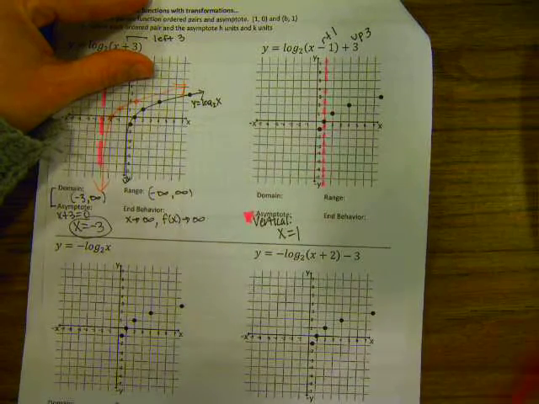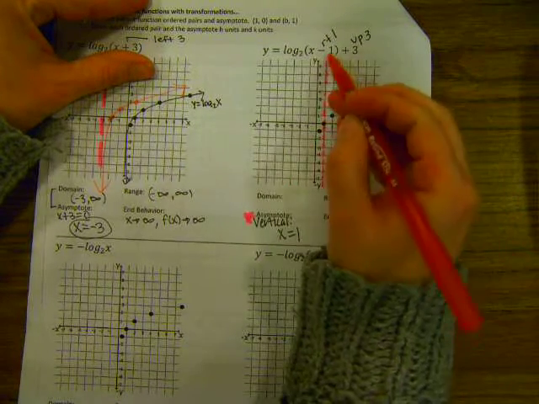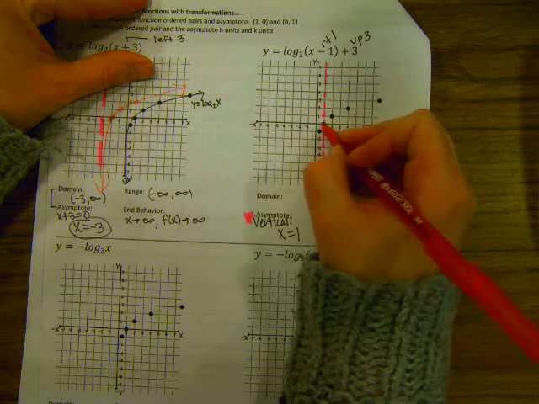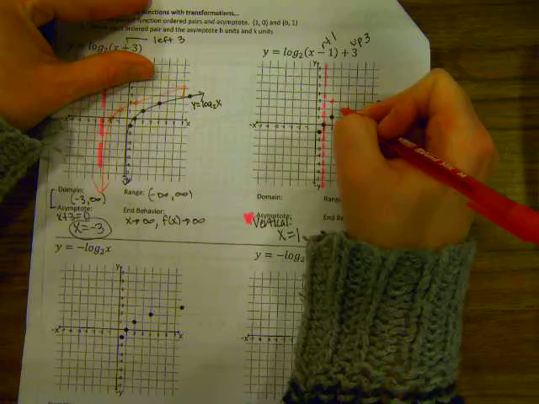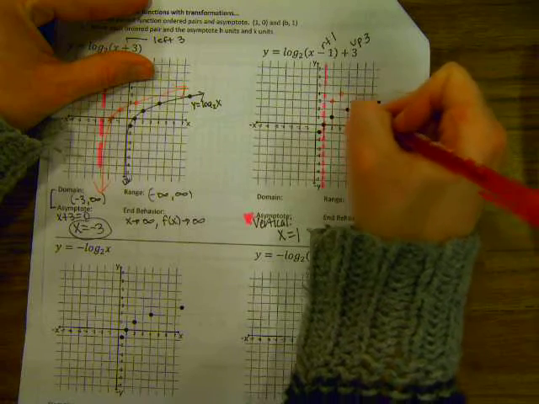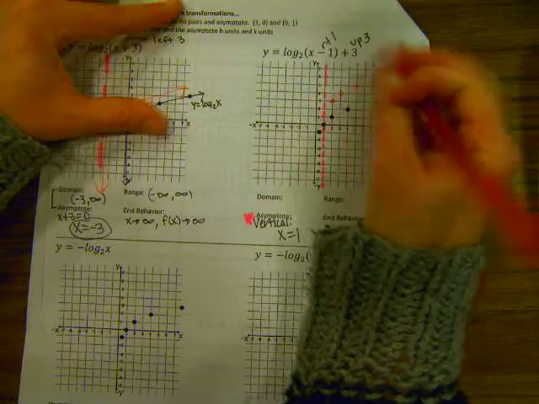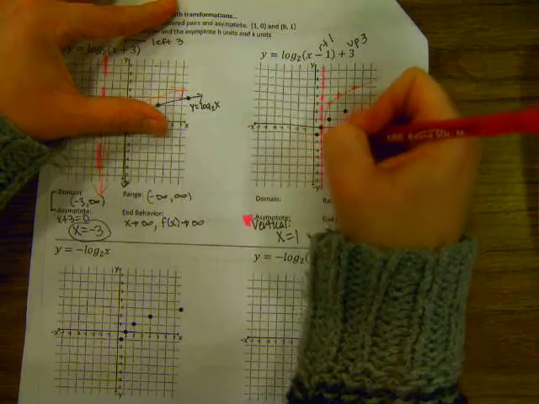Now, let's shift each of these points this direction. So right 1, up 1, 2, 3. Right 1, 1, 2, 3. Right 1, 1, 2, 3. So you can see here is going to be our new shifted graph.